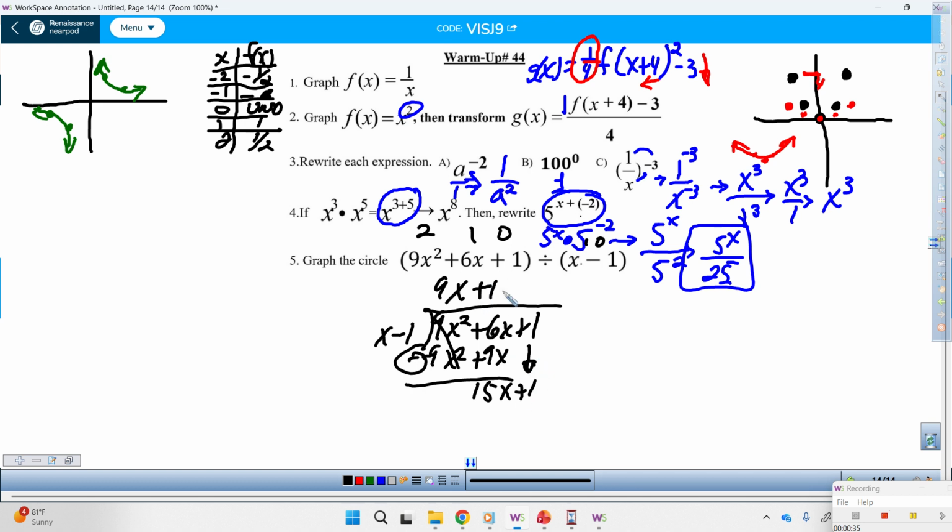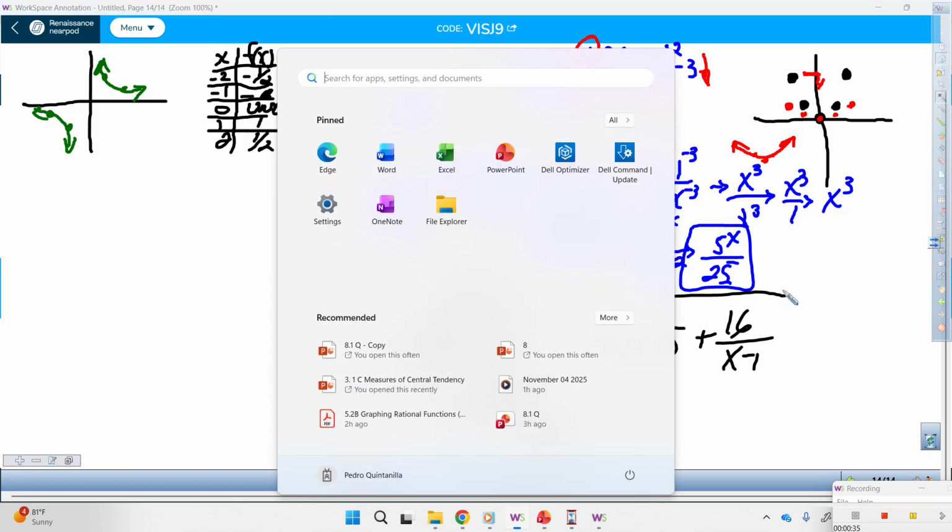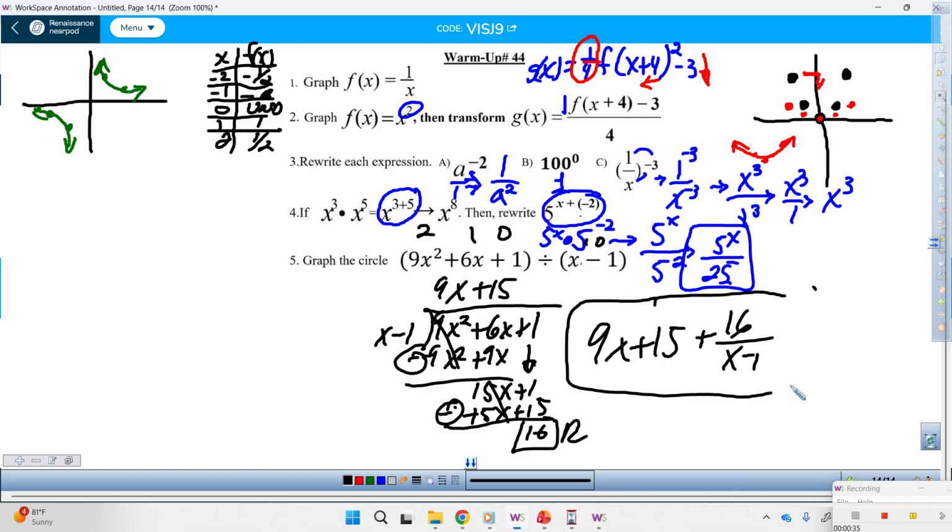So, positive 15 times x is positive 15x. Positive 15 times negative, that's negative 15. Subtract, distribute here and here. This cancels. That leaves us with 16 as a remainder. Answer, 9x plus 15 plus 16 over x minus 1. Oh, x minus 1. Okay, we good?